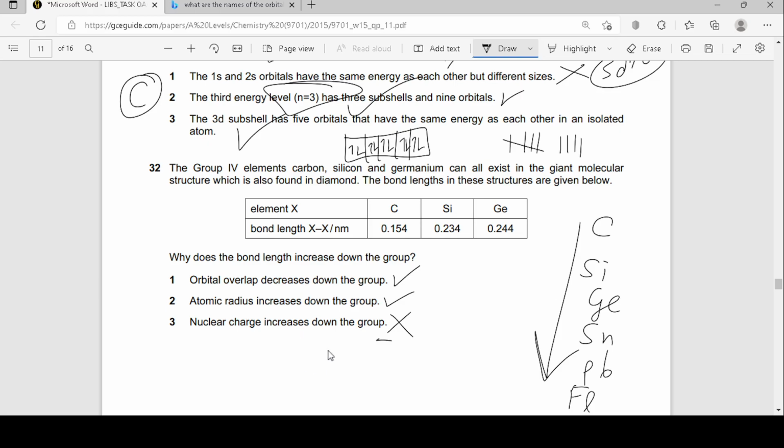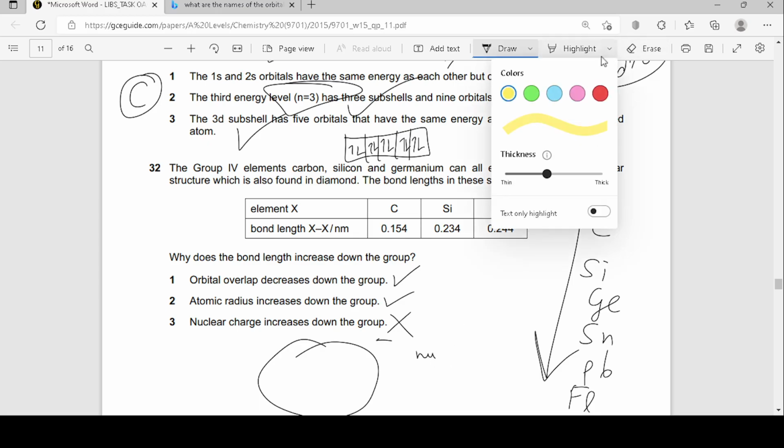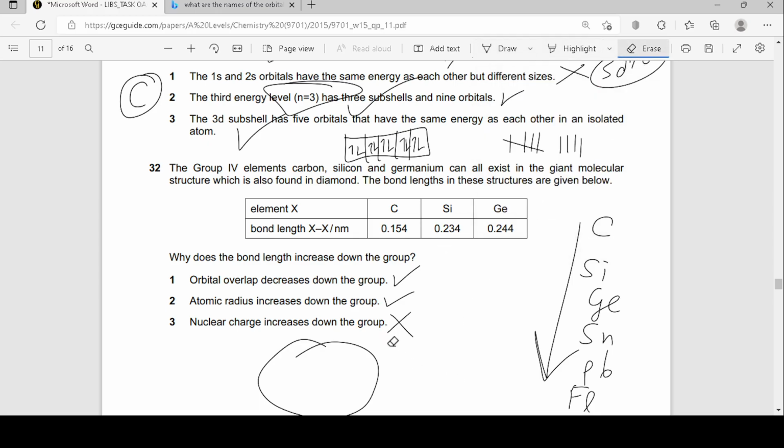So the atomic radius increases so much that the increase in nuclear charge is negligible, not negligible, I shouldn't say negligible, but has a less significant effect on the bond length. Alright, so I hope that makes sense. And yes, nuclear charge increases, but that is a less significant thing in determining bond length than is atomic radius. So your answer is B.